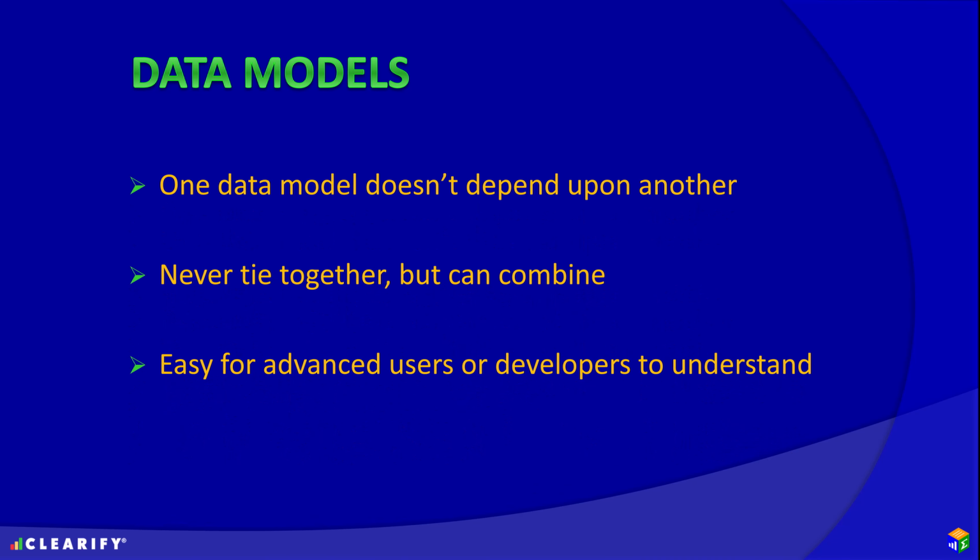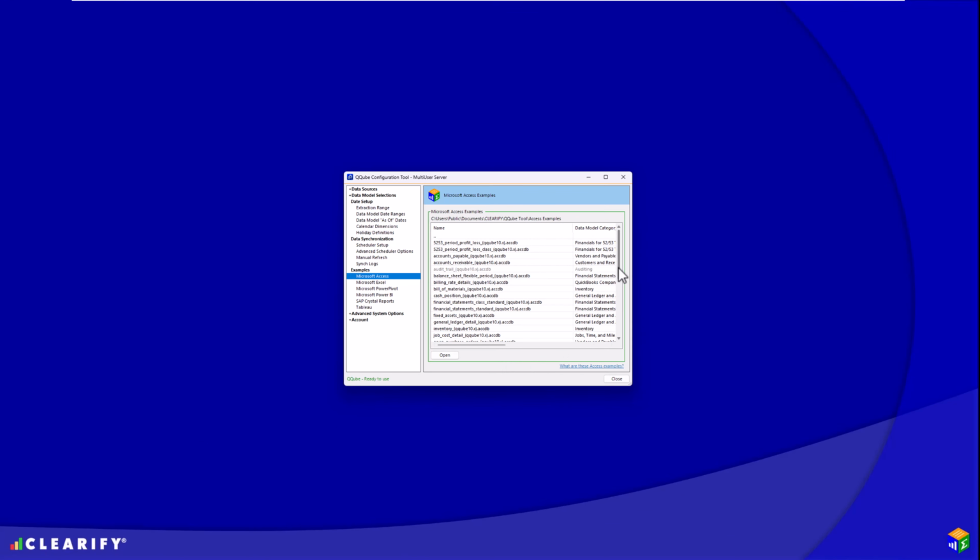For now, the thing to remember is that one data model does not depend upon another, and you would never tie one to another unless you are trying to do something that QuickBooks does not do or store underneath the hood. Let's open up a sales data model for Access.